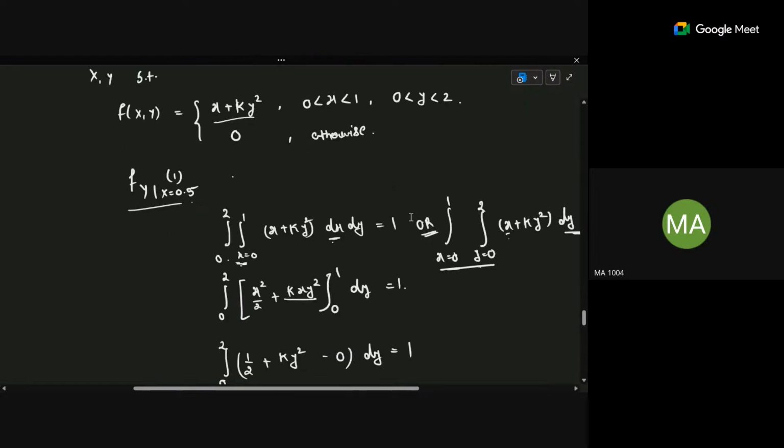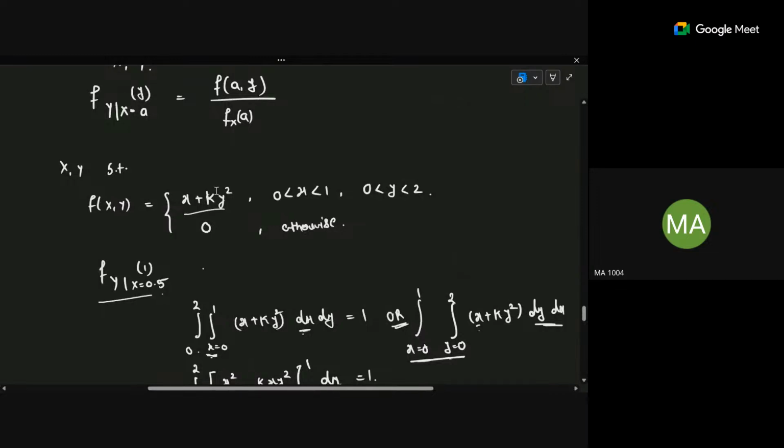So whatever value you get for k, just put it in the given joint density again and integrate it over the range. We should get 1. Exactly. So that 2 minutes will save your marks. I don't think it will take even 2 minutes.